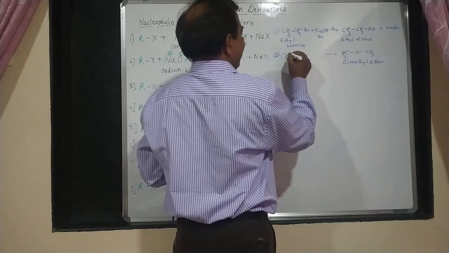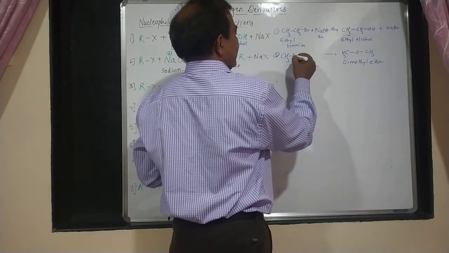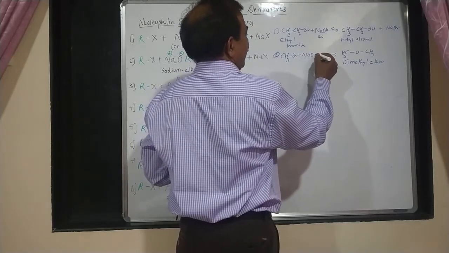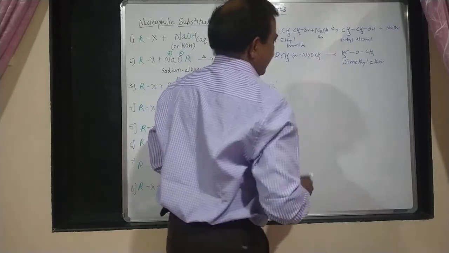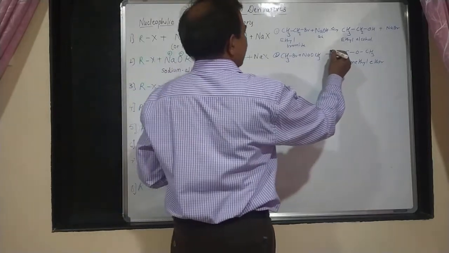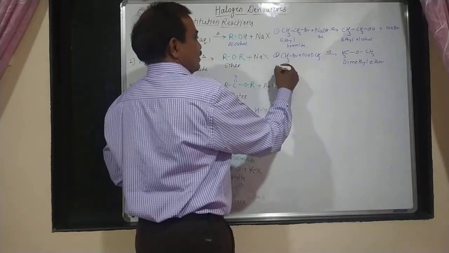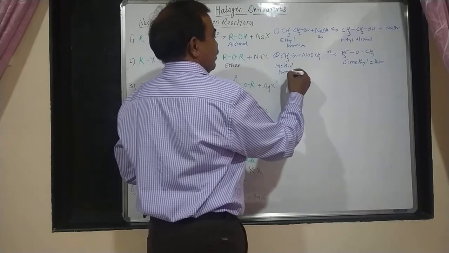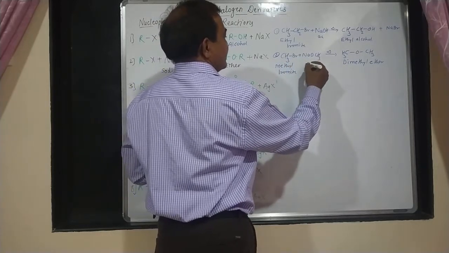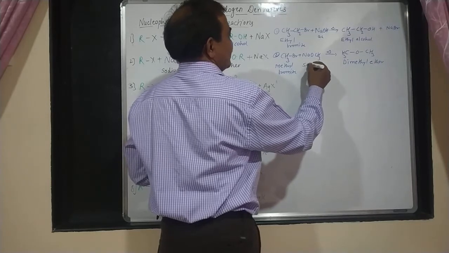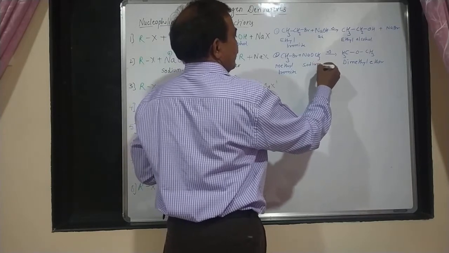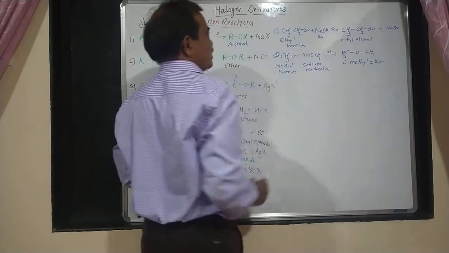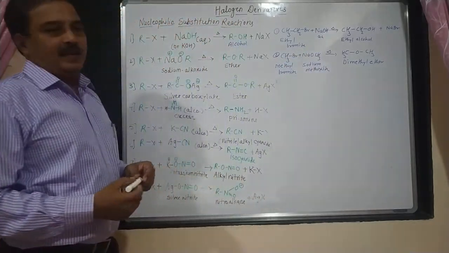For example, I will take CH3Br plus NaOCH3 and a heating sign. So the alkyl halide is methyl bromide, and this is sodium methoxide. These are the two reagents that can be taken there.